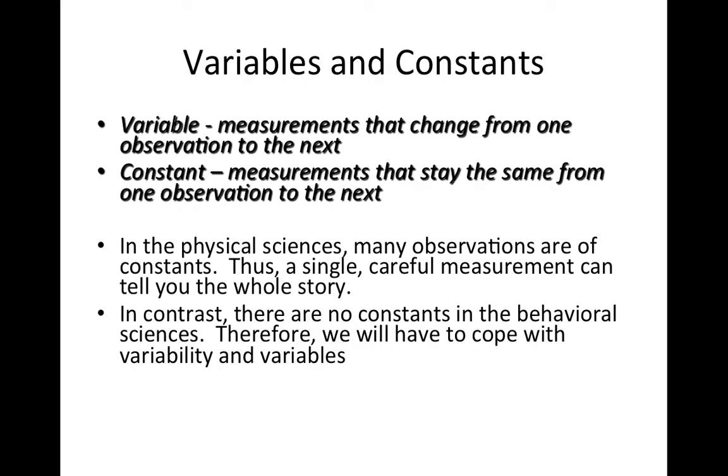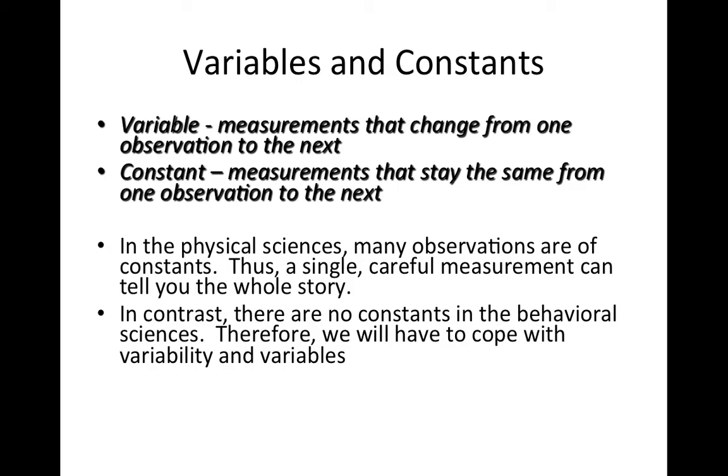The first distinction that we need to make in data analysis and the topic of basic statistical methods is a distinction between variables and constants. So a variable is a measurement that changes from one observation to the next. A constant is a measurement that stays the same from one observation to the next.